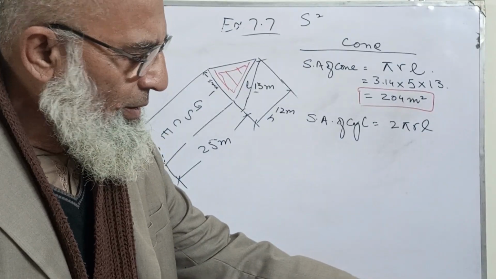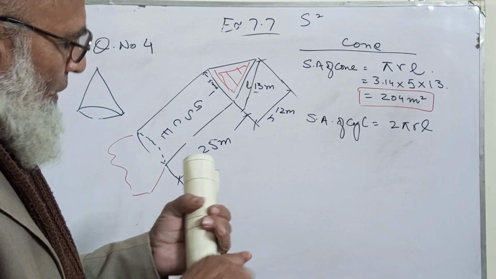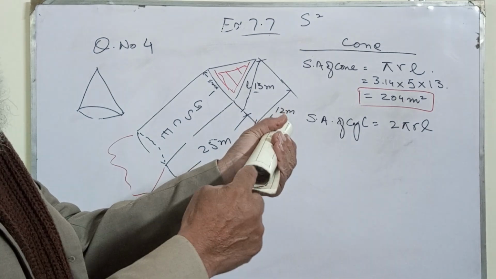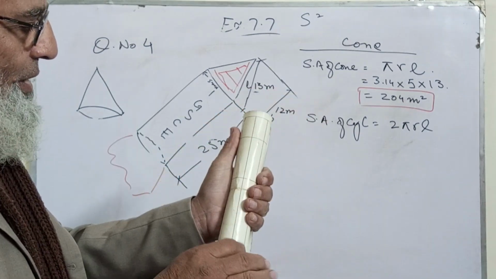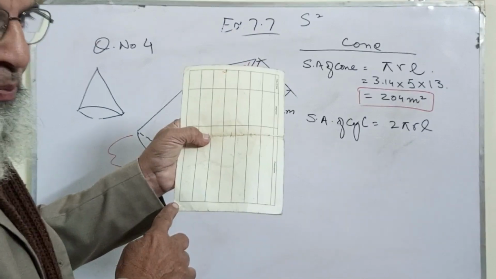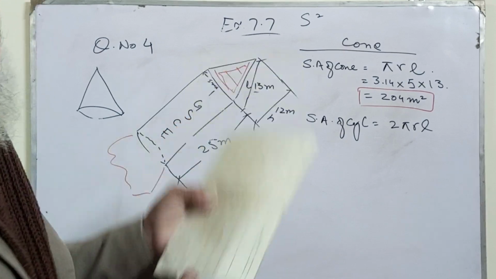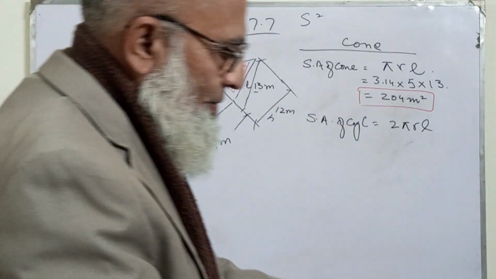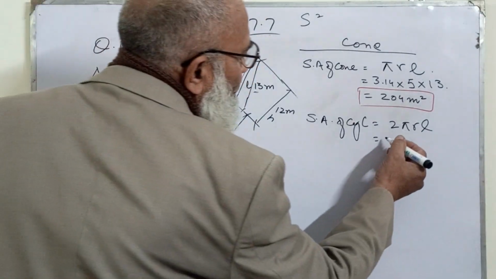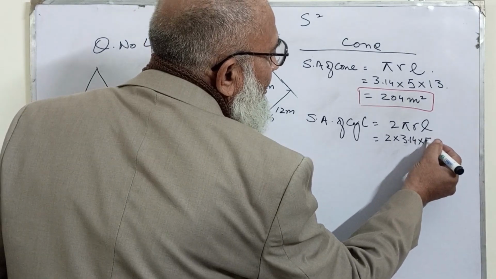Because if I have a card over here and I fold this card, it will be like this. Now there is a circle over here and this is the length, and if I open this card, you see that this circle has opened and the length remains the same. Now what is this? This is 2 pi r. So 2, pi, r and l.